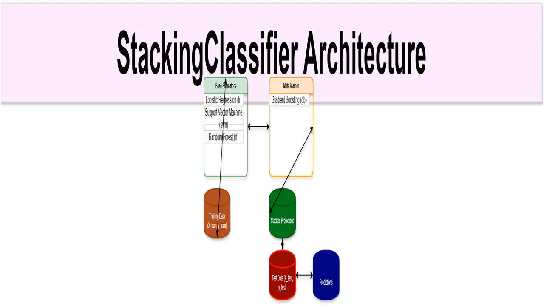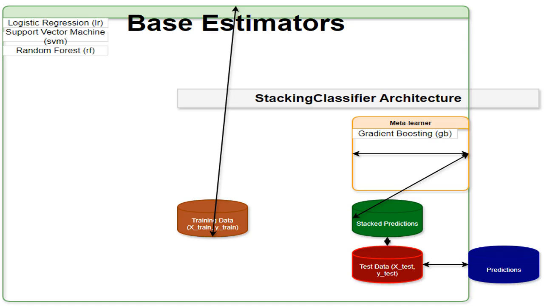I see this as the overall structure of how we combine multiple machine learning models. Imagine it like a team of experts, base estimators, giving their opinions, and then a super expert, meta learner, combining those opinions to make the final decision. These are the individual machine learning models that we use to get initial predictions. In this problem, we have three: logistic regression, LR, support vector machine, SVM, and random forest, RF. Think of them as the individual team members.